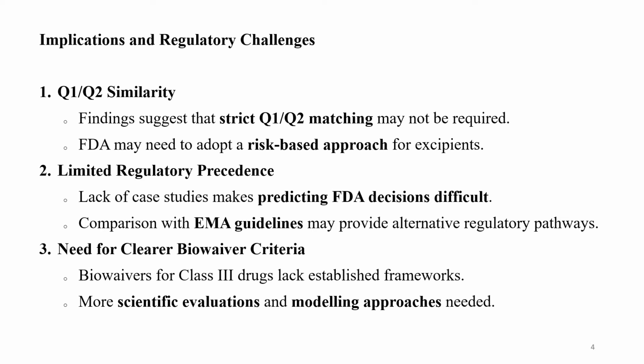FDA may need to adopt a risk-based approach for the raw materials and excipients. Limited regulatory precedence and lack of case studies make predicting FDA decisions difficult. Comparison with the EMA guidelines may provide alternative regulatory pathways. There is a need for clearer Biowaiver criteria. Biowaiver for class 3 drugs lacks an established framework. There is a need to have a clear understanding about BCS based class 3 biowaivers. More scientific evaluations and modeling approaches are required.